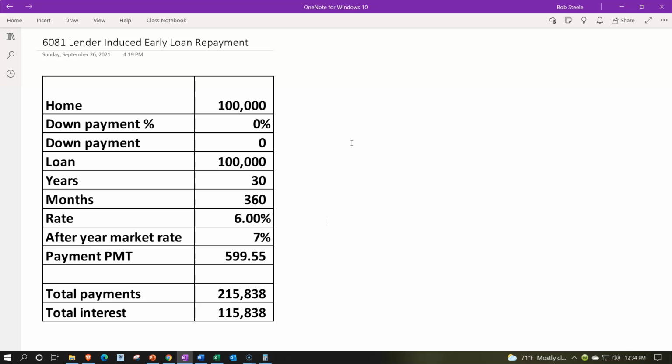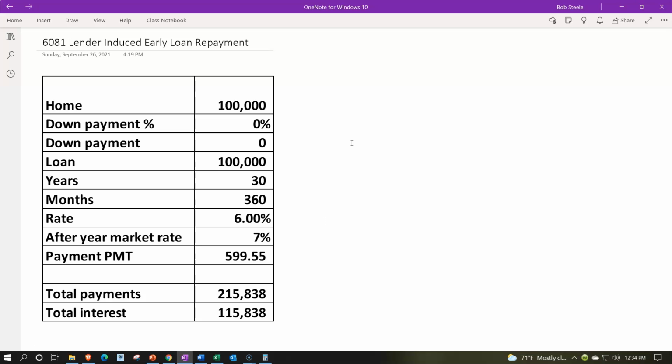Therefore, they might have an incentive to try to induce you to pay the loan off sooner, try to convince you to pay the loan off sooner, or give you some benefit in order to pay the loan off early. In so doing, they get the money sooner, and they can then make new loans at the higher rate, which would be more beneficial for them because they'd be making the interest on the higher rate loans.